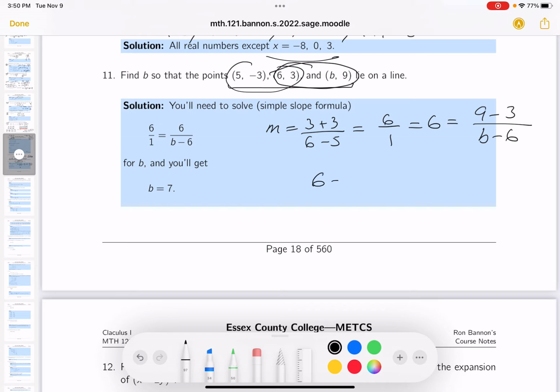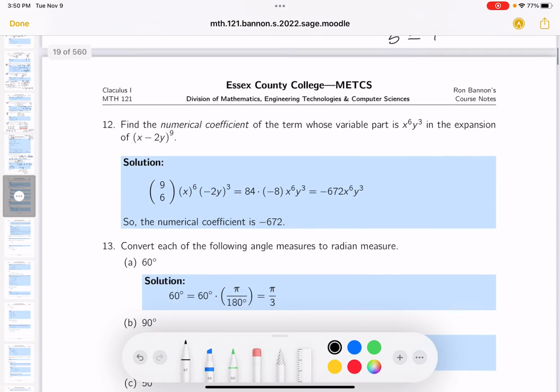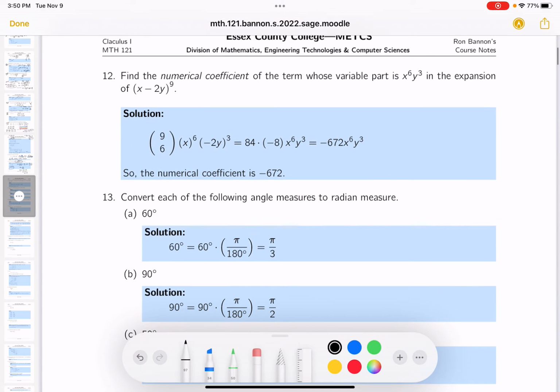So 6 would equal 9 minus 3, which is going to be 6, and then b minus 6. I need to solve this equation now. And what do you get? You get 6b minus 36 equals 6. Wow, a lot of 6's here, aren't there? I'm going to divide by 6. You get b minus 6 equals 1, or b equals, by adding 6 to both sides, 7. All right? Looking good. Again, fairly simple questions, by the way.